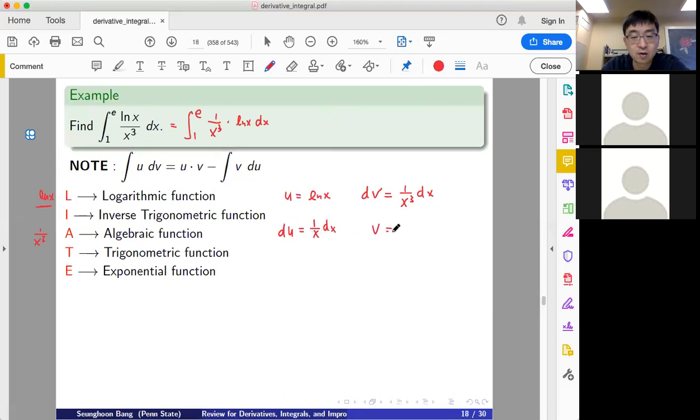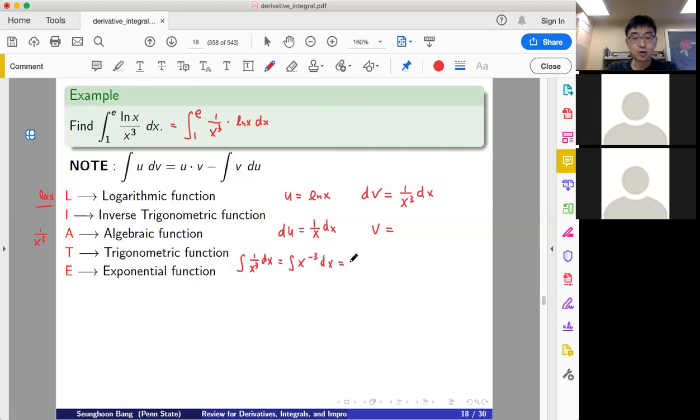Find v. Do you know what's v? dv equals 1 over x cubed dx. What's v? Yes, minus 1 over x squared. How can you find v? Integral of 1 over x cubed dx. You can calculate this. It's the same as the integral of x to the negative 3 dx.